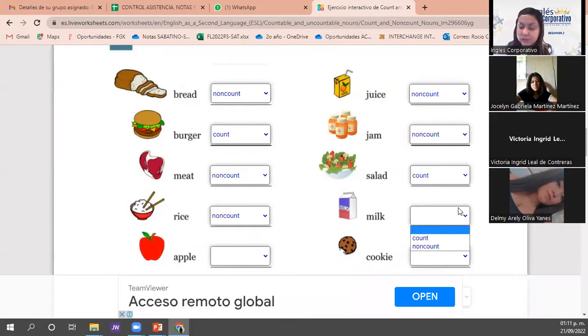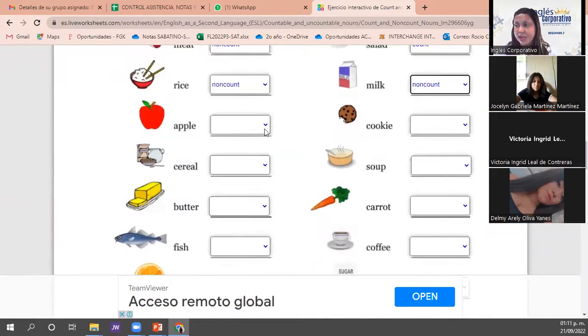Milk? No count, yes. Remember all the liquids. Apple? Count. Exactly. Cookie, count. Cereal. No count. Exactly. Soup. No count.